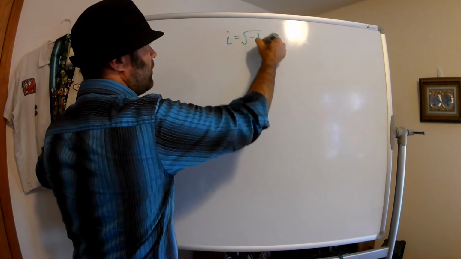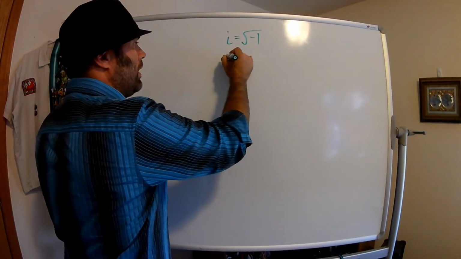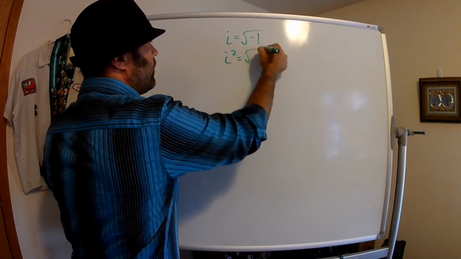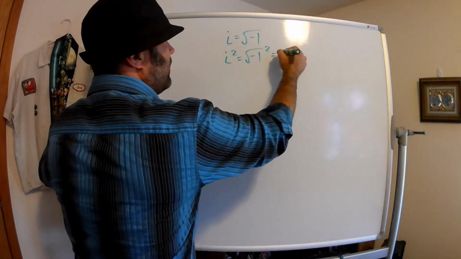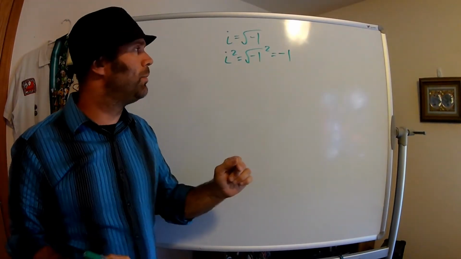It's the square root of negative 1. We know that i squared is the square root of negative 1 squared, which we already have identified as negative 1. It's a real number.